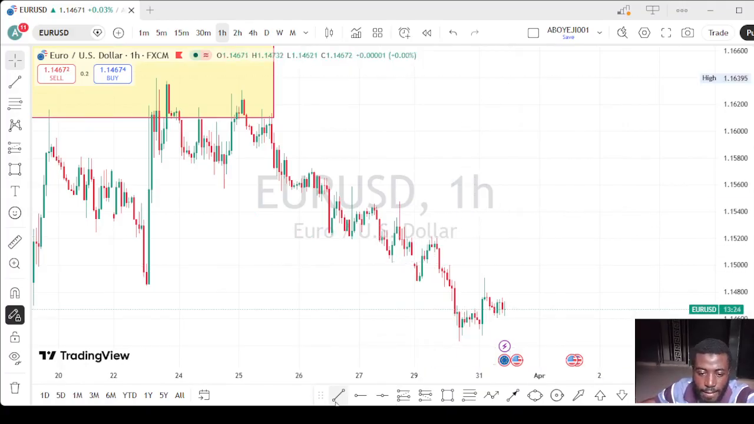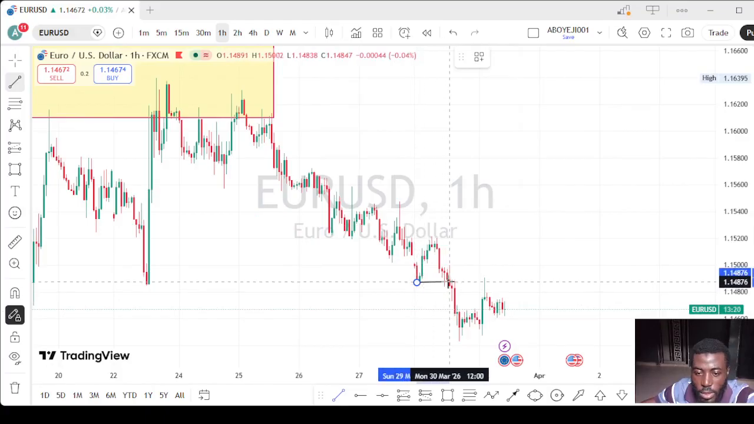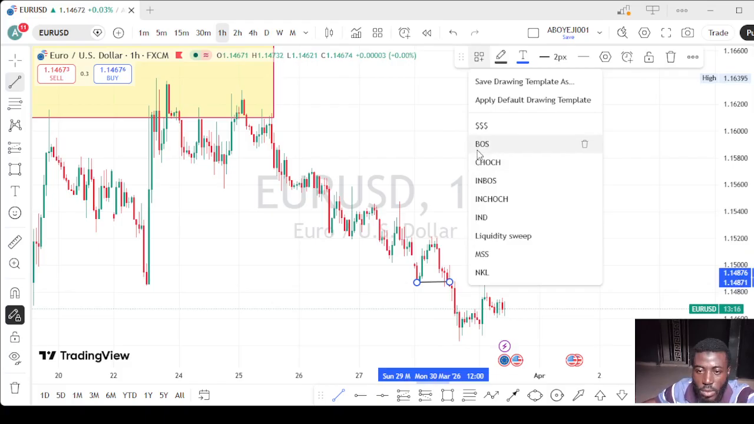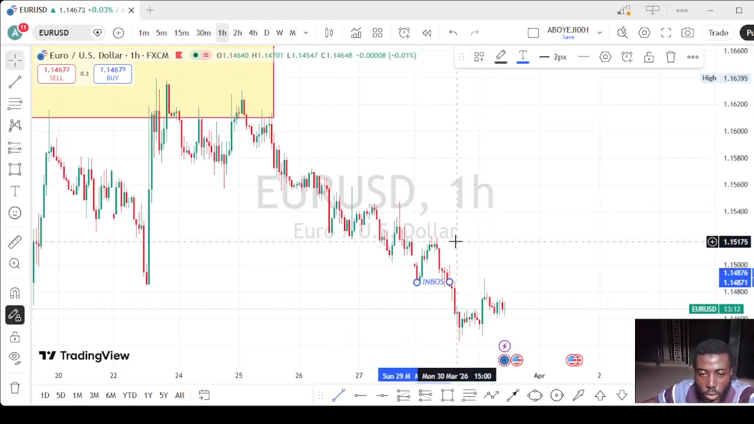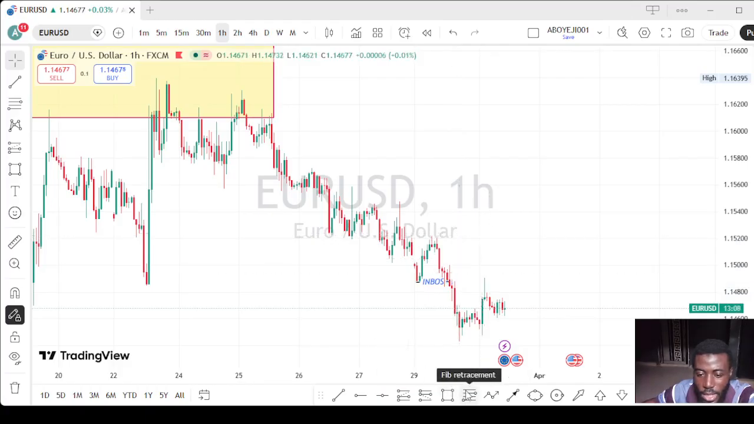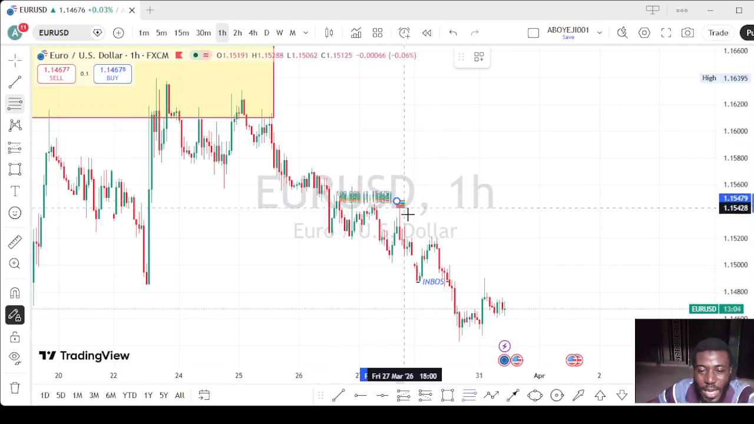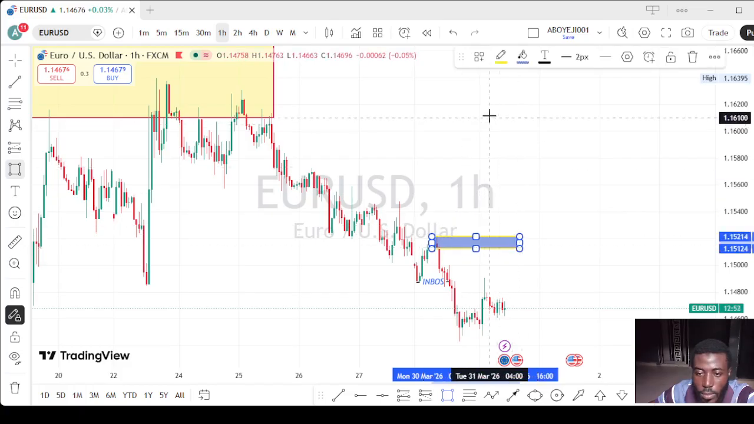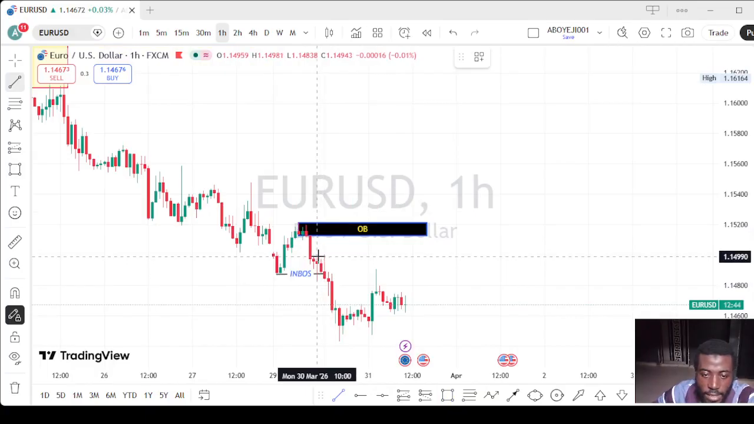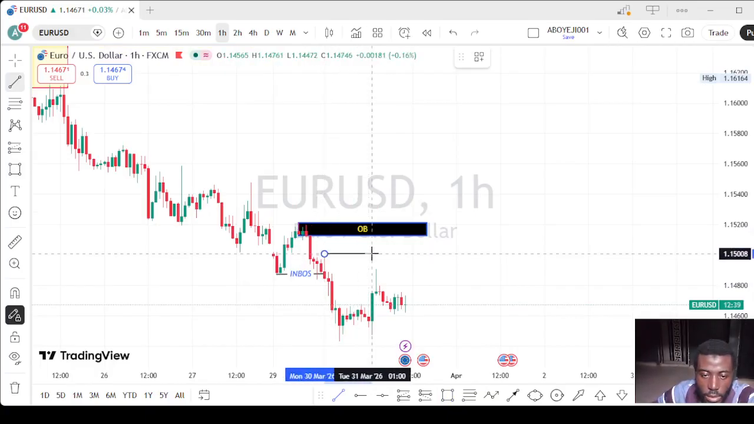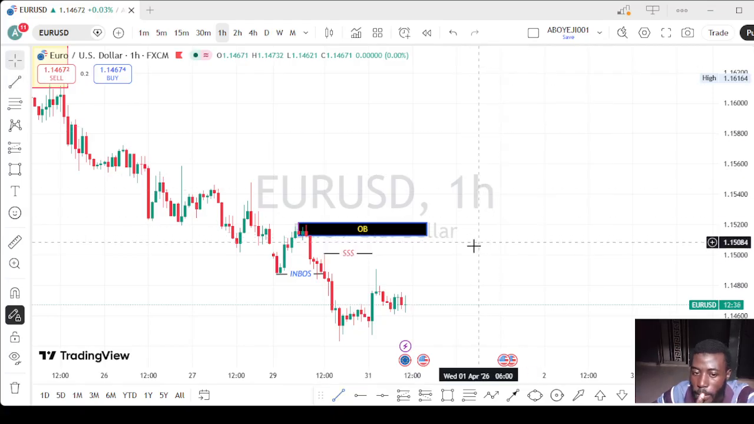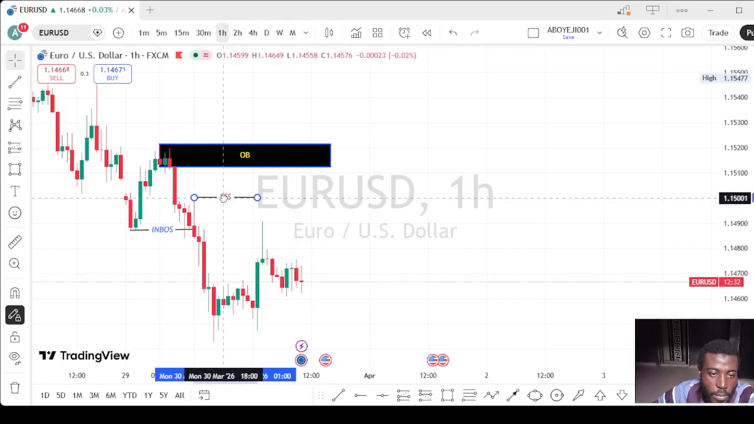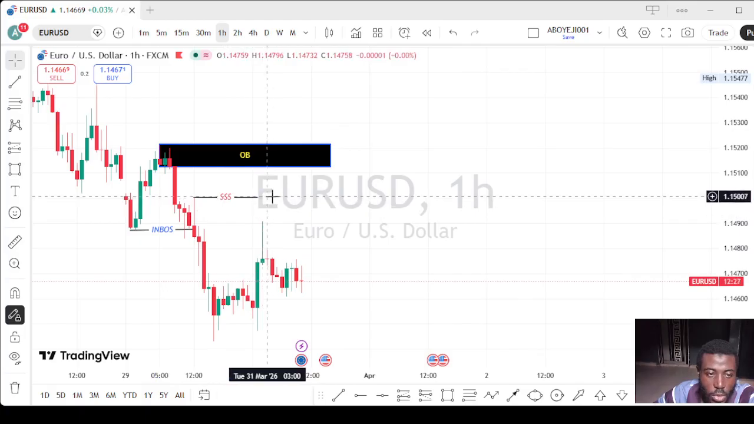This is the 1 hour trend, and we are having break of structure here. This is break of structure, internal break of structure, and we are having a downtrend with an uptrend. What we have on GU, you can see this is a valid place for us to sell. This is an order block for us, and this serves as liquidity for us.